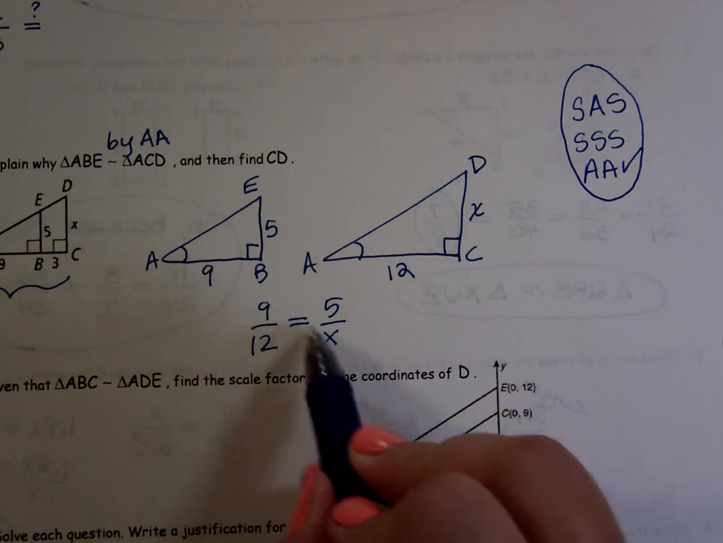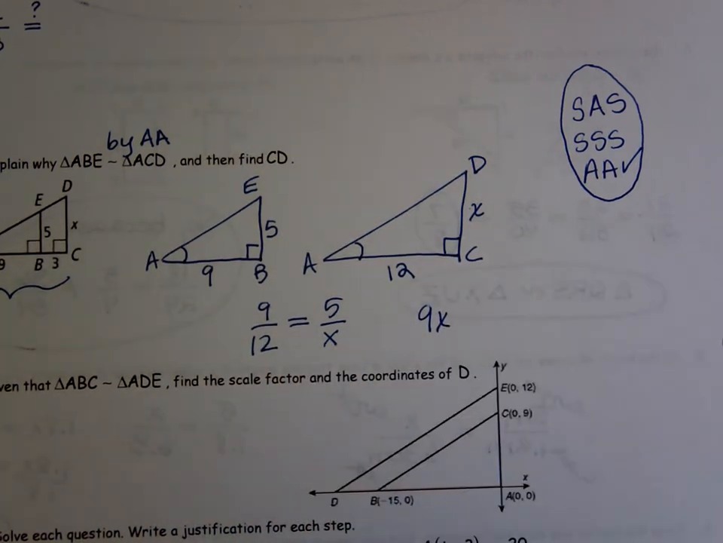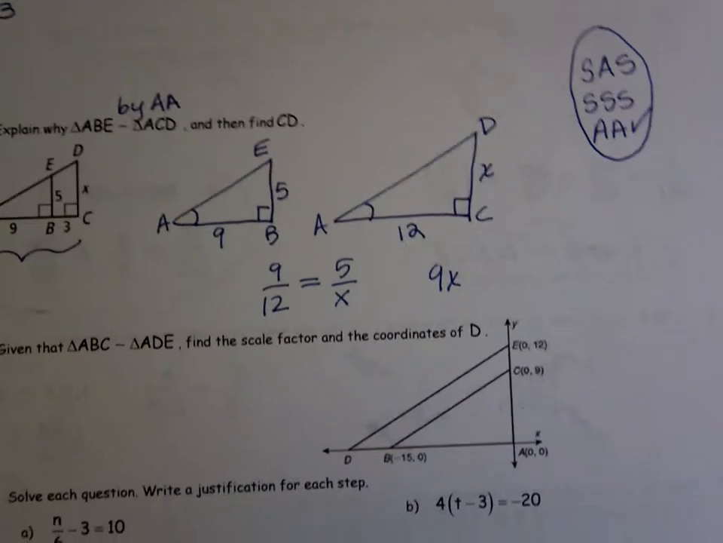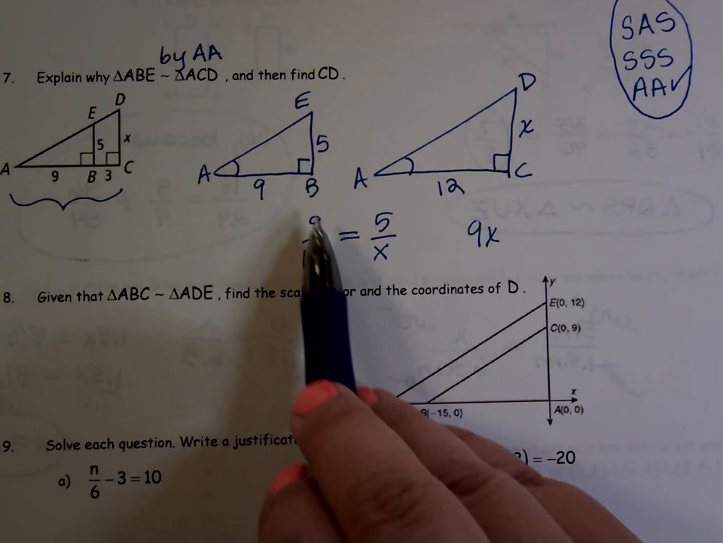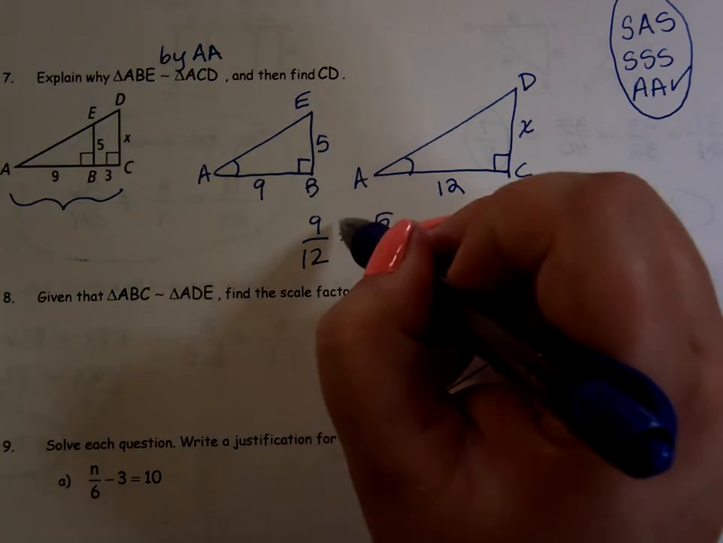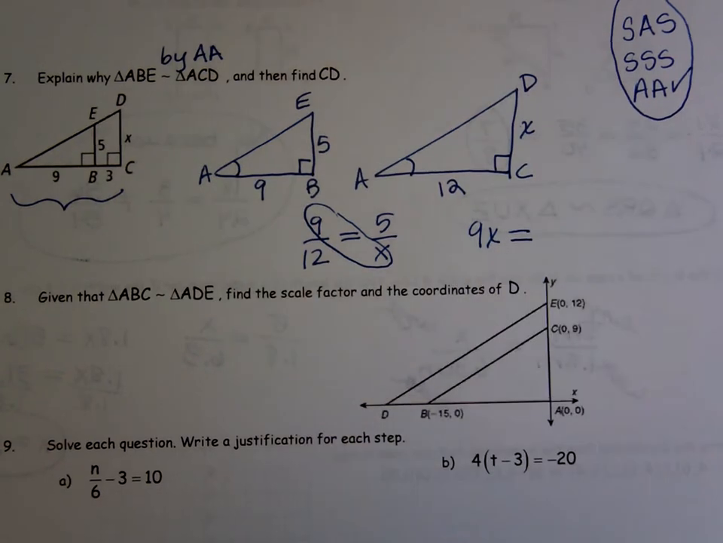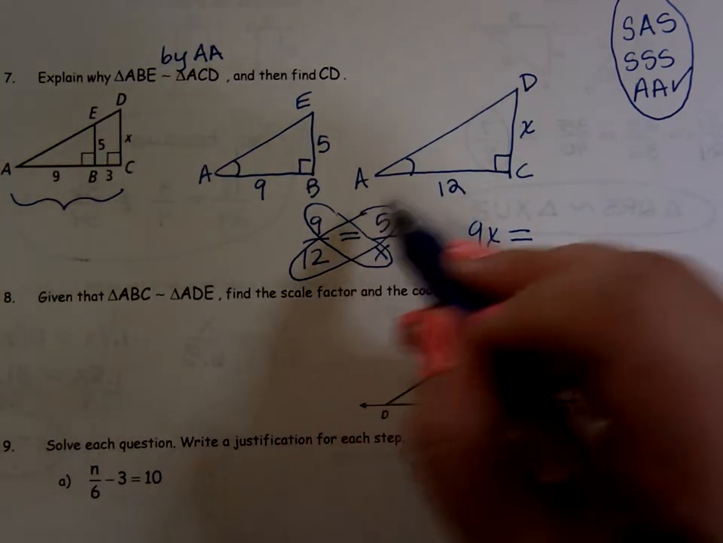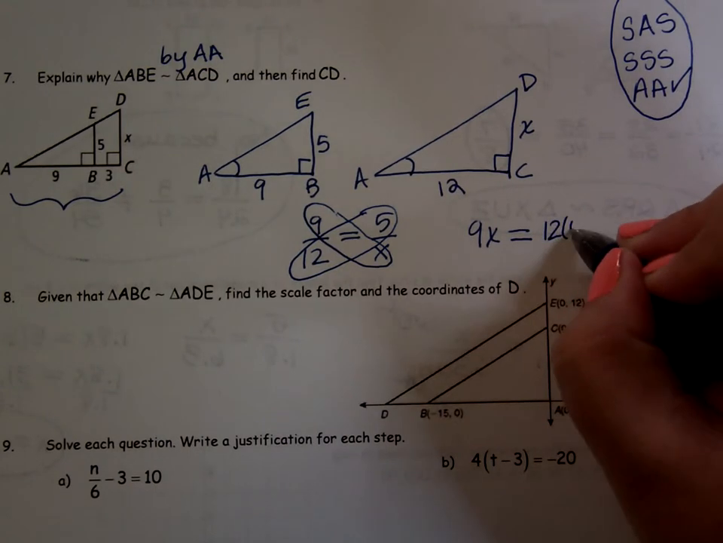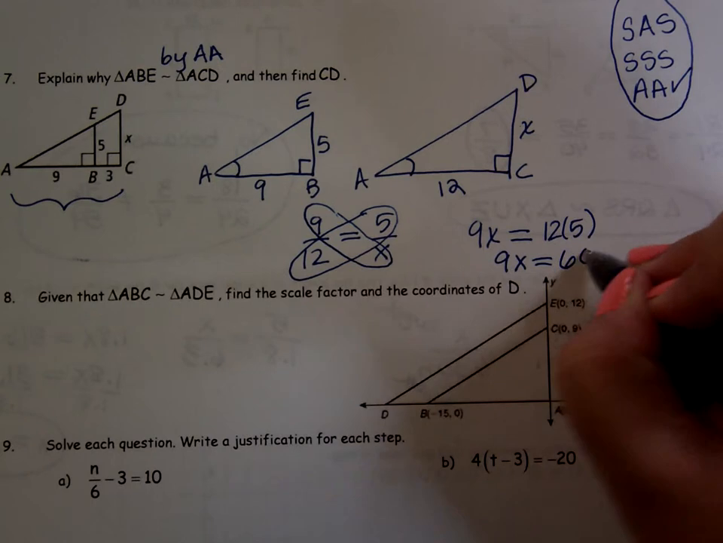So I'm going to do 9 times x, and that gives me 9x. A lot of times people don't seem to know what to do with cross multiplying. When you cross multiply, you do your cross product. This is called a cross product, 9 times x. And that goes on one side, and then you have an equal sign in the middle. And then on the other side, you have 12 times 5. 12 times 5 being 60. So 9x equals 60. I'm running out of space, so I'm going to come up here.